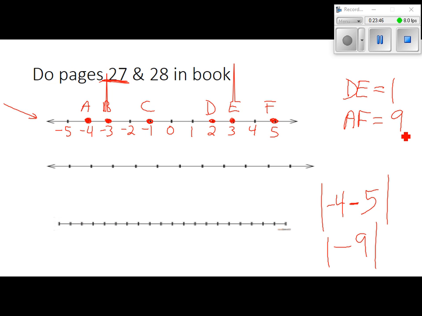Pick me another segment. C. Do we want to use the formula or you just want to count? You just counted, it's 6, right? Yeah. All right, it's on the number line. Nothing real difficult, pretty easy to do.